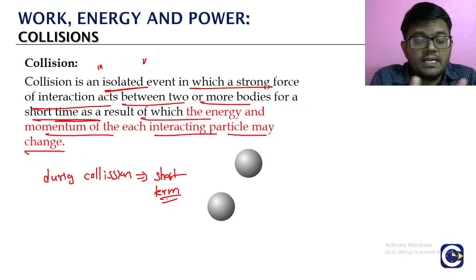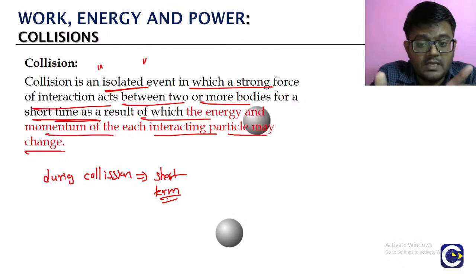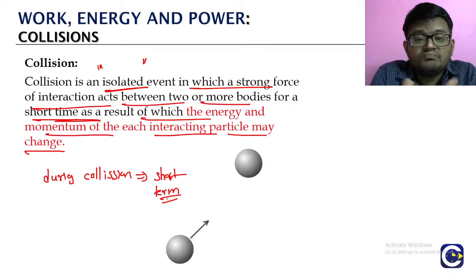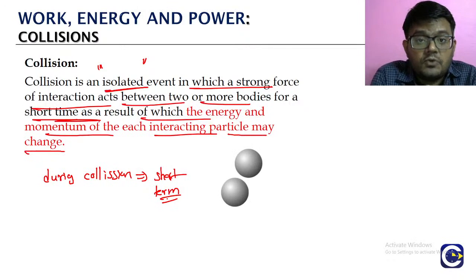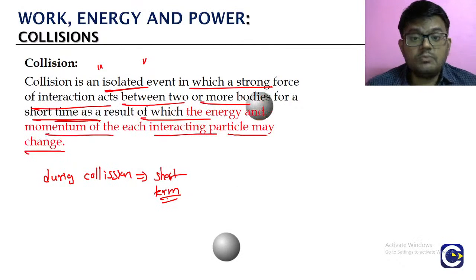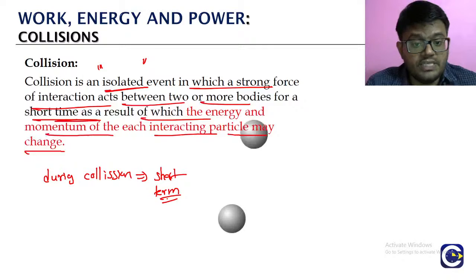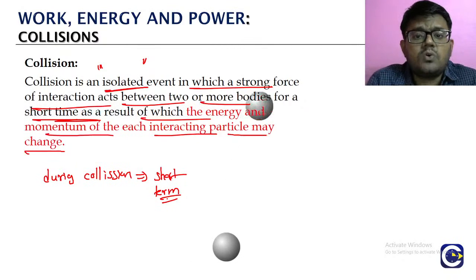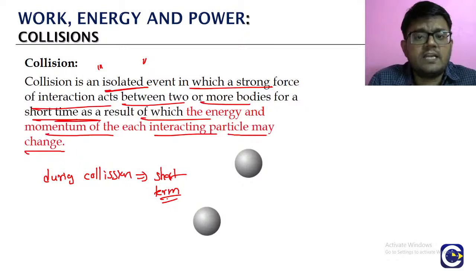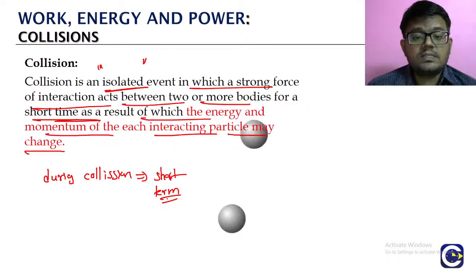How the interaction force arises, we will try to understand as we go and discuss more about it. But in the short span of time, a large amount of interaction force will be acting between these two objects. As a result, what are the observable things that we see? The momentum or the energy of the particles might undergo a change. Sometimes we will see some noticeable physical deformations. We can also see sound coming, heat coming. This is how we define the concept of the collision phenomenon.